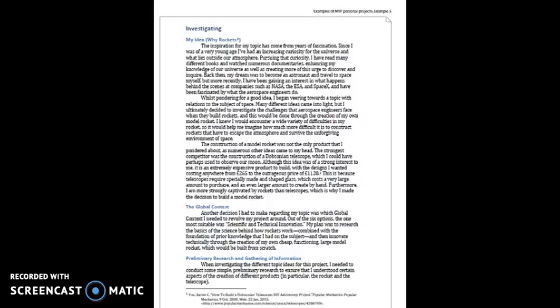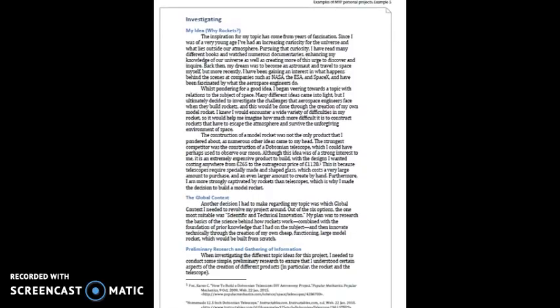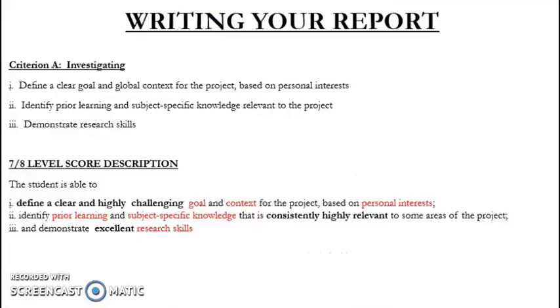But the first thing you need to do is to start with investigating. If you take a look through the sample from the student provided through the IB program, look at what they have written and how they've done that, just to give you a general idea. For example, you need to write about the global context, which is here. So let's take a look at Criterion A and what that looks like in particular. Let me walk you through Criterion A.